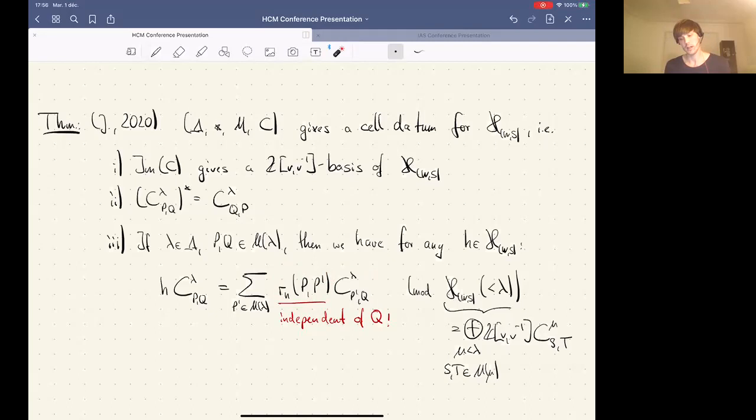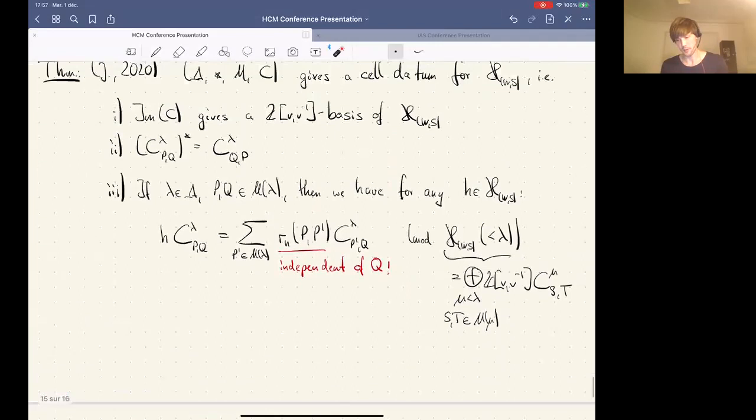For this, one needs to work in a cell quotient. And also to see that this is a cell quotient, one needs to match up the corresponding pre-orders. Okay. So yeah, this is, I think, all I wanted to say about this.